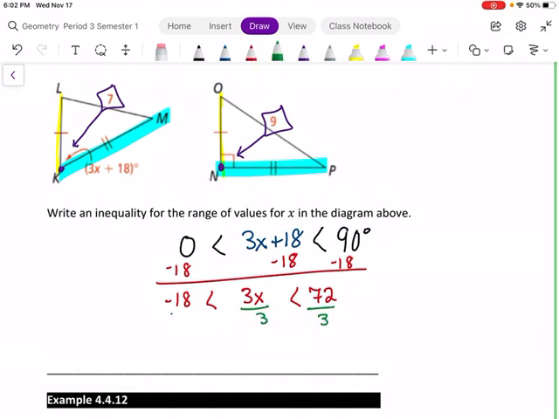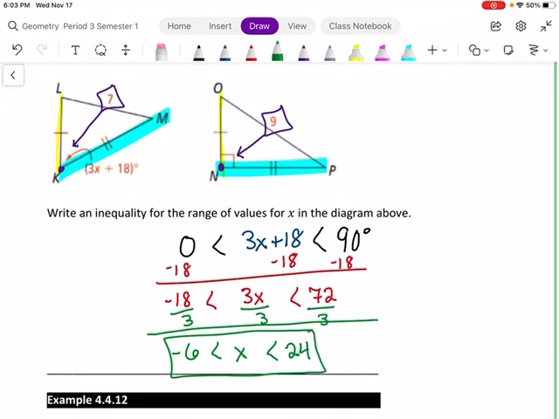And again, we'll do it for each part of our inequality. And we would get negative 6 is less than x, which is less than 24. And that would give us the range of values that x could be, anywhere between negative 6 and positive 24.